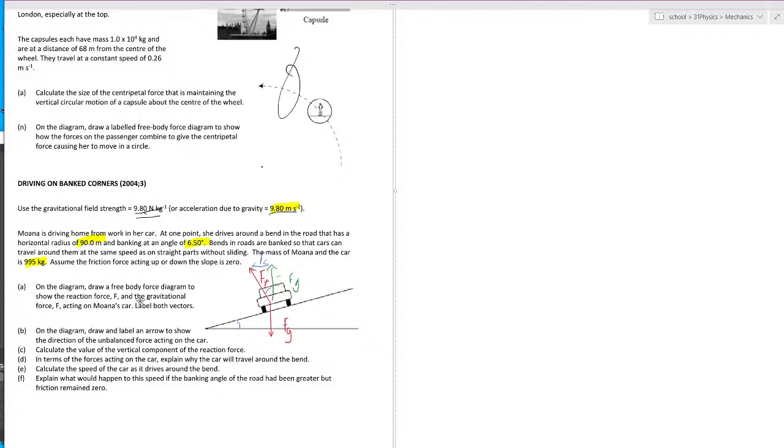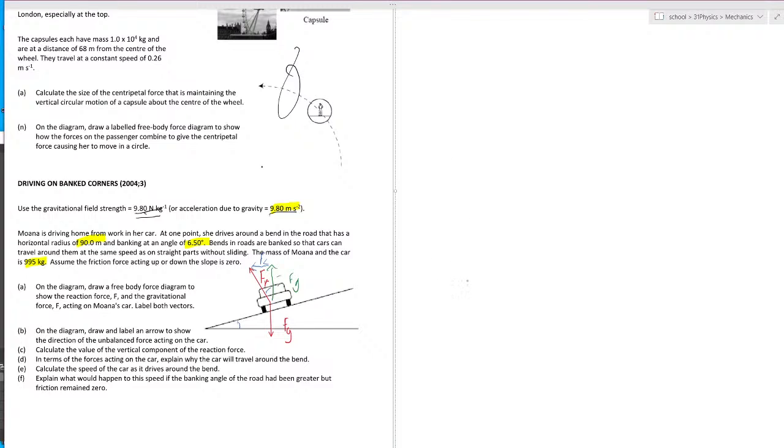On the diagram, draw a free body force diagram to show the reactive force F and the gravitational force F acting on Moana's car. Label both vectors. So that's the gravitational force and that's the reactive force there. On the diagram, draw and label an arrow to show the direction of the unbalanced force acting on the car. So this is the centripetal force. I've already done that. I'm just going to draw something else over here.